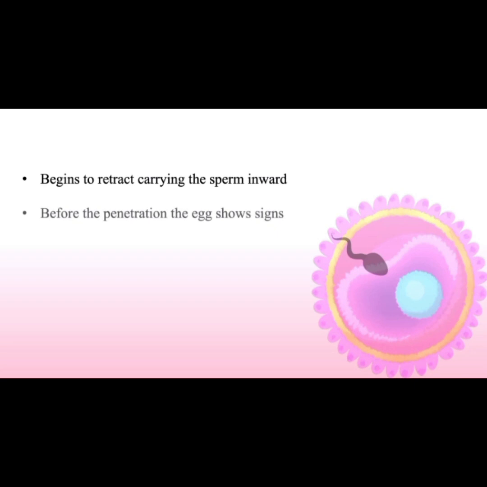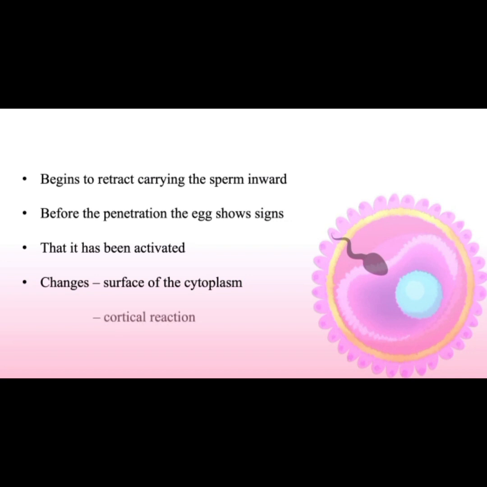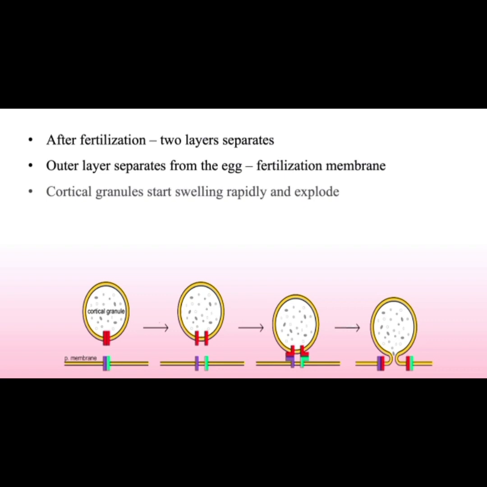Even before the spermatozoon thus penetrates into the interior of the egg, the egg shows signs that it has become profoundly changed and that it has been activated. There are changes happening in the surface of the egg cytoplasm which are known under the general name of the cortical reaction. Immediately after fertilization, the two layers separate from one another and the outer layer separates from the egg as the fertilization membrane. At the same time, the cortical granules start swelling rapidly and explode.